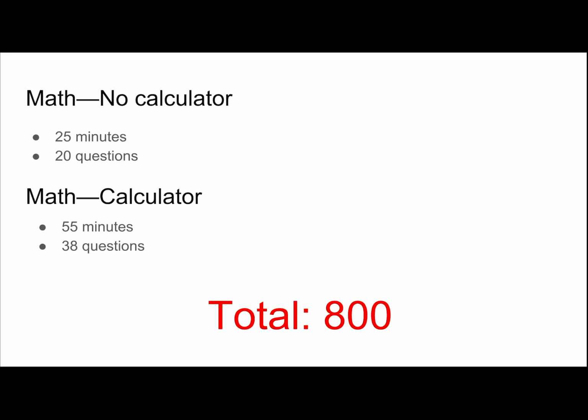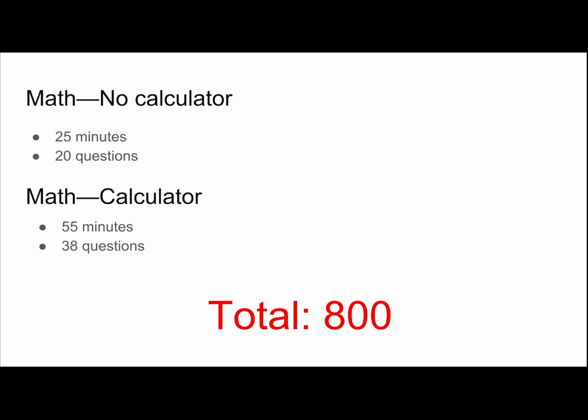And the math score, again, is also 800. It's composed of 2 sections, the math no calculator section and the math calculator section. The math no calculator is 25 minutes, 20 questions. And the math calculator is 55 minutes, 38 questions.